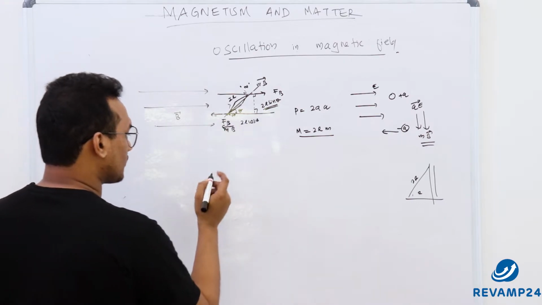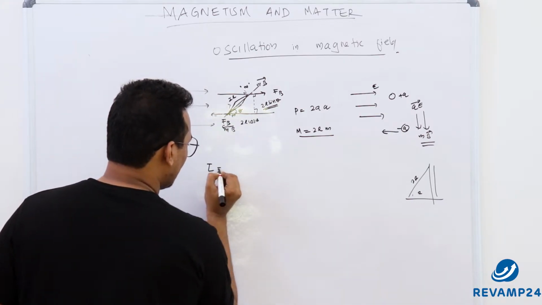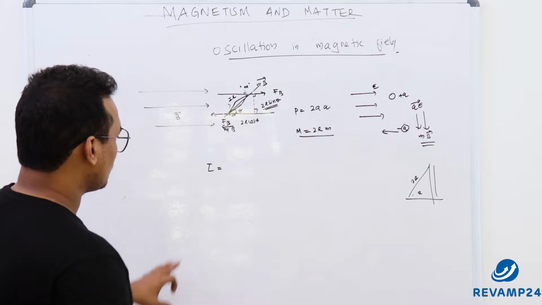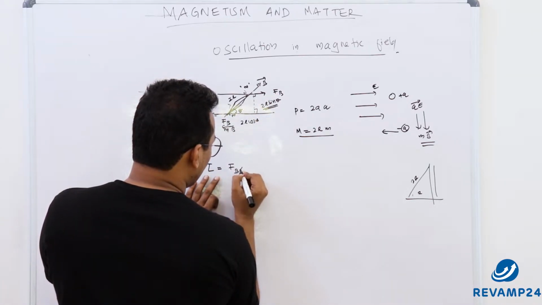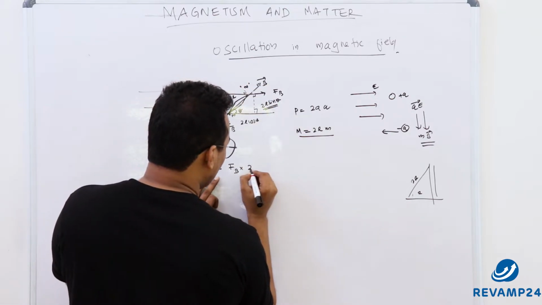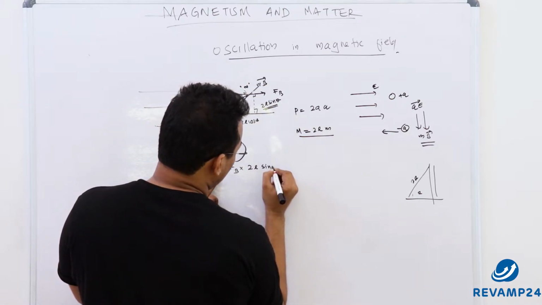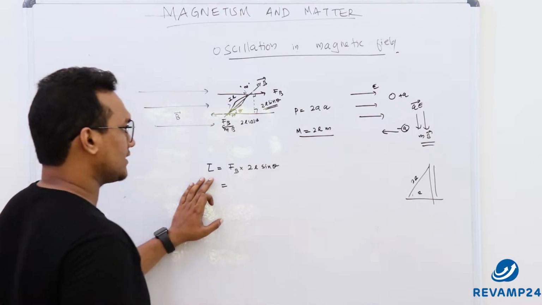How do we get the value of the torque now? The torque is due to a couple here. A couple is equal to any one of the forces, so Fp, into the distance in between. What is that? 2L into sin theta. Now what is the force?